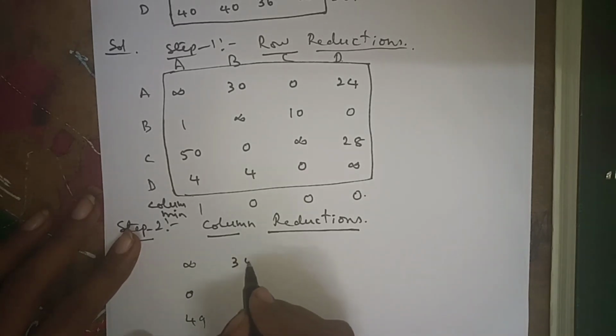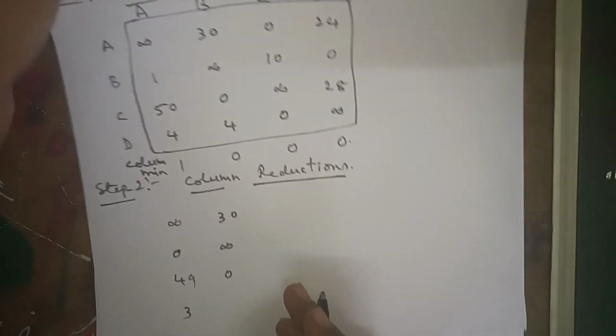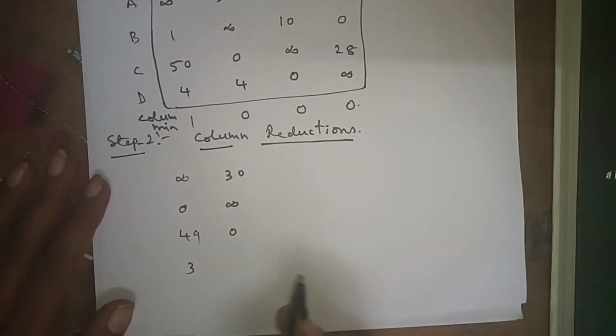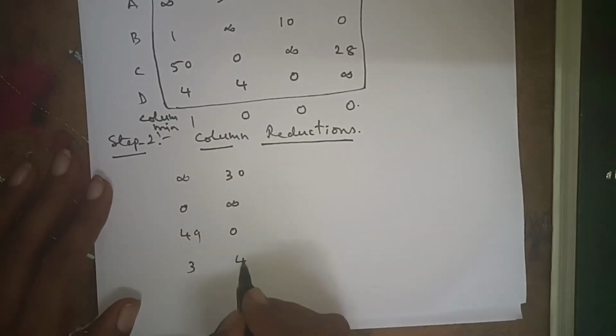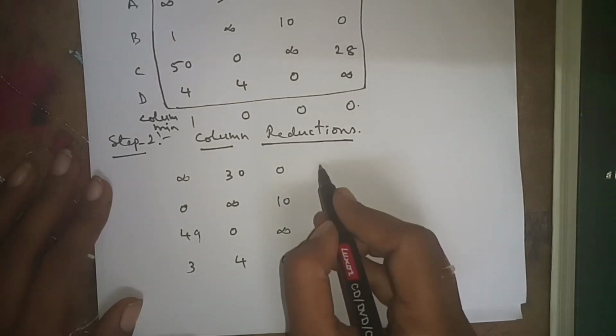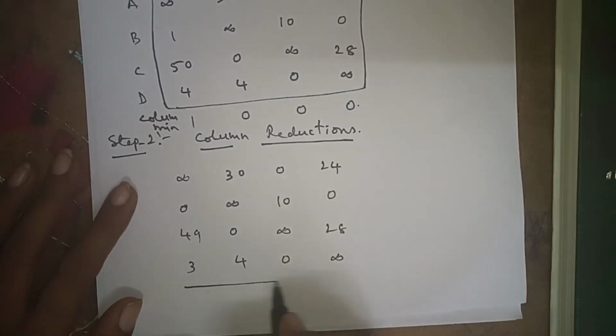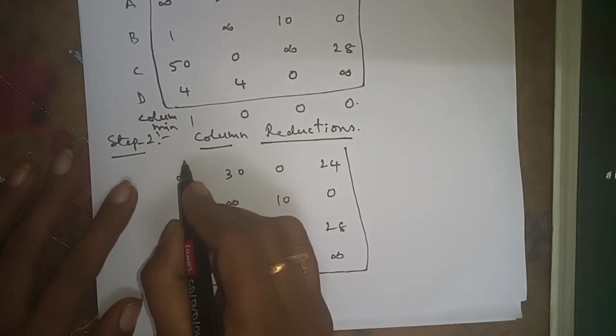Now the rest we write as it is. Infinity, 0, 30, infinity, 0, 4, 0, 10, infinity, 0, 24, 0, 28, infinity. Column reductions over.